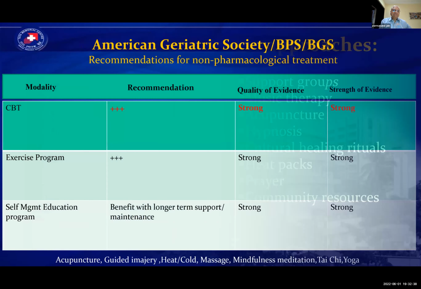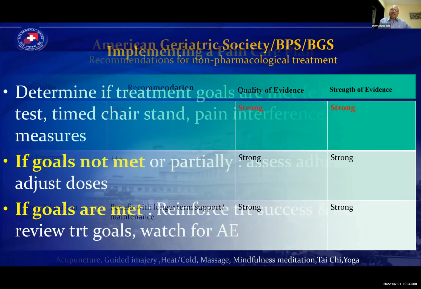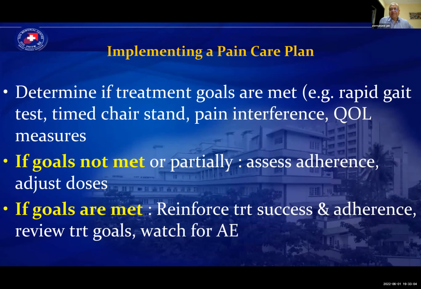And the American Pain Society again gives the quality of evidence and strength of recommendations for cognitive behavioral therapy, exercise program, and self-management education program. So for all these things, the quality of evidence is strong, and the strength of recommendation is also strong. So they should be used everywhere, wherever it is possible. Implementing a total pain plan is very, very important. So in the follow-up, take the main emphasis on that, determine whether the patient goals are met. So always your aim in the pain clinic should be to measure the pain, set the objective, that how much pain relief you can give to the patient, and try to meet the goal, okay? So goals are met or not met.